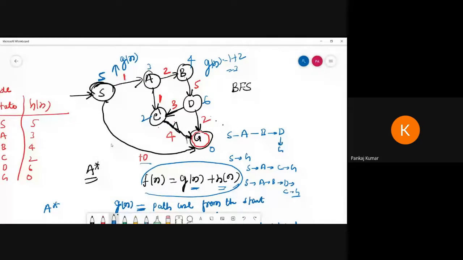So after calculating f of n, when I visit a node the first time, I discover the adjacent nodes, from S to A and S to G. So I calculate the f of n function of the adjacent nodes, and the node having the minimum value of f of n is selected. That means that node can be further explored and the other nodes can be discarded.